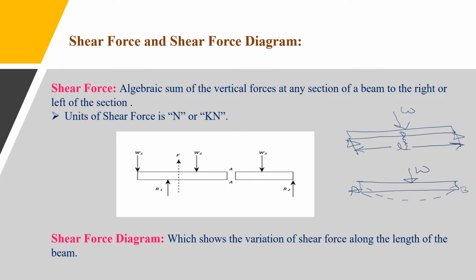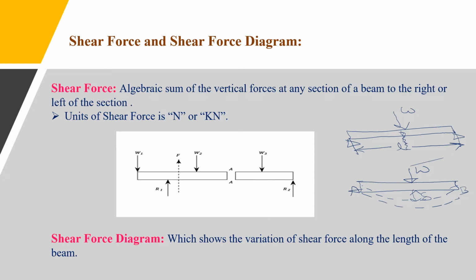At the end points, the beam will bend or yield due to this external force. This portion is the deflection of the beam. So due to this external force W, the beam will yield or bend like this. Due to this external force, the beam will bend, and that is called bending moment.